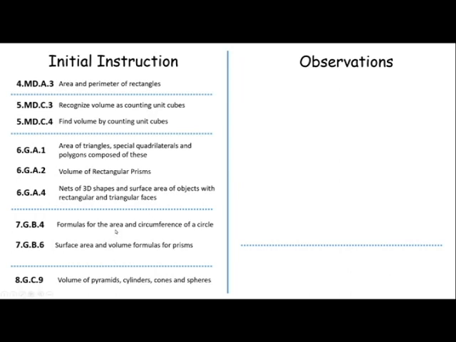7th grade, we talk about the area and circumference of a circle, as well as the surface area and volume formulas for prisms. And then finally, in 8th grade, we talk about the volume of pyramids, cylinders, cones, and spheres. And I listed these out the way I did on purpose because sometimes I think it's very easy for us to focus on the specific standards we cover without really reflecting on the standards that lead up to or follow our lessons. So here's some things that I noticed and observed as I was reading through this, and I would suggest that you pause and reflect on these yourself before hearing what I have to say on them.